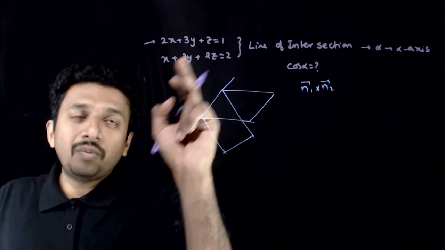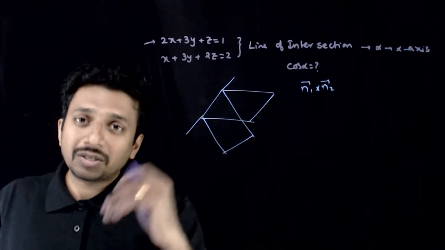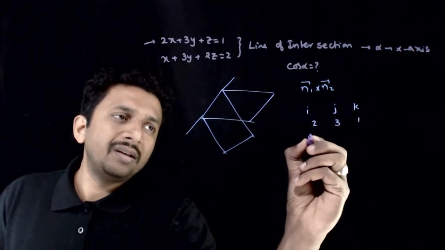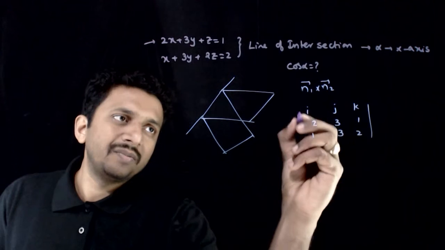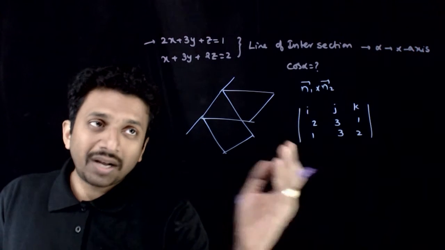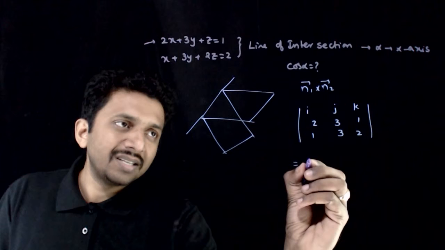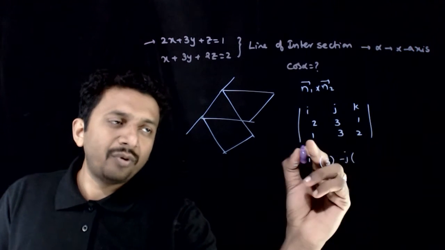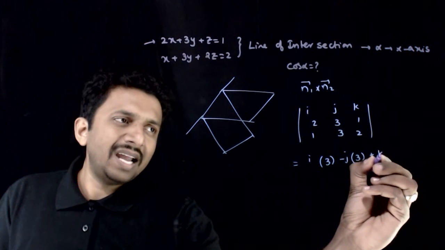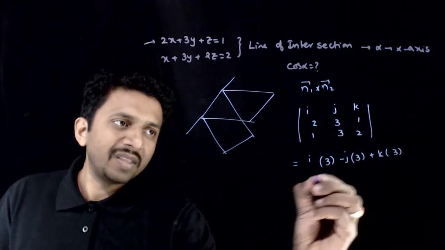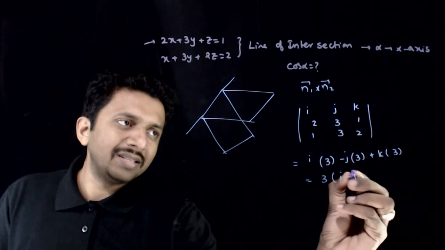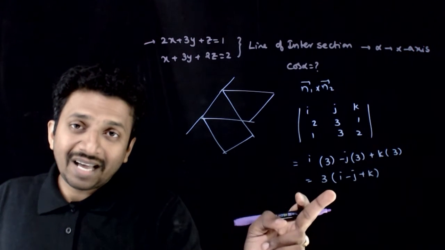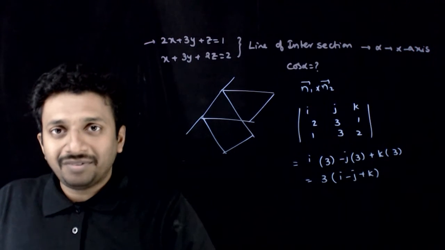So n1 is (2, 3, 1), n2 is (1, 3, 2). I just need to cross multiply those two. So i, j, k, 2, 3, 1, 1, 3, 2. This will be the vector along this line. That is i times (6 minus 3), which is 3, minus j times (4 minus 1), which is 3, plus k times (6 minus 3), which is 3. That is 3 times (i minus j plus k). So this is the direction of the common line of these two planes.